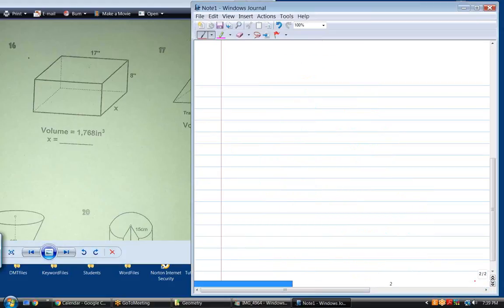For 16, what's the first thing I should write? Base times height. The general formula. I'd like to see you begin every single problem with the general formula. Because once you write the general formula, you really can't go wrong after that. The difficulty is most people don't start their problems with the general formula. We're talking volume here. So what's the volume of a rectangular solid?